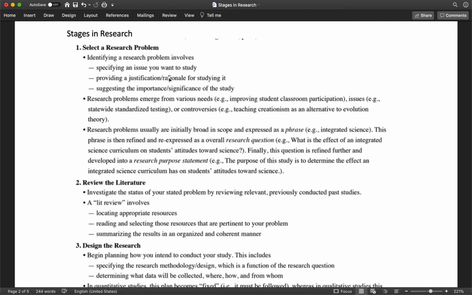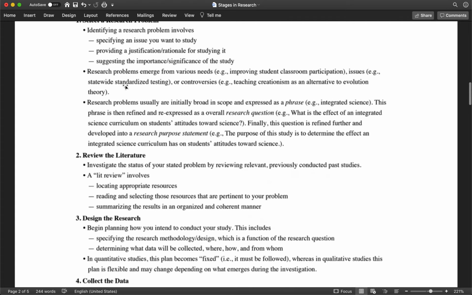So research problems emerge from various needs. Some of these questions are associated with education, just because I'm in it. So you want to, let's say, improve classroom participation. So I want to see, how can I do that as an educator? How can I improve student participation? Well, I might want to look at ways or methods that are out there and see how effective they might be, and see if there are any implications to that. So they are usually broad in scope, and that's what we're doing.